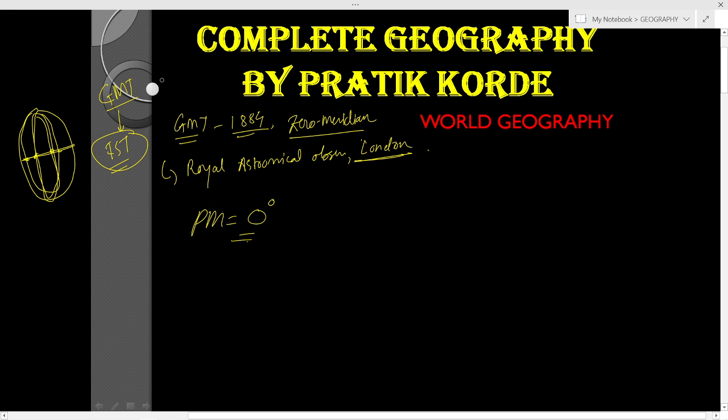Then you have to remember that it is basically 360 degrees for 24 hours, meaning 15 degrees for 1 hour, meaning 1 degree for 4 minutes.